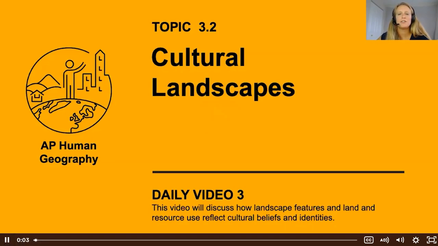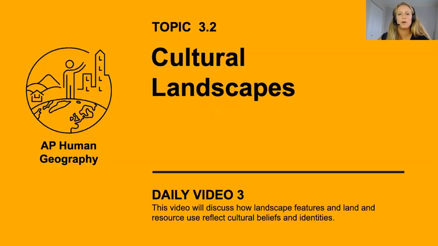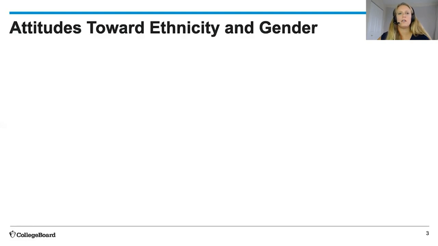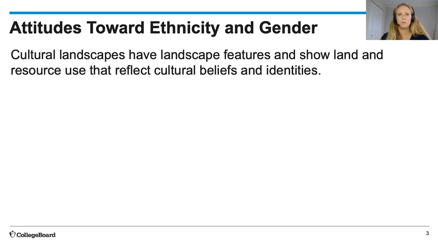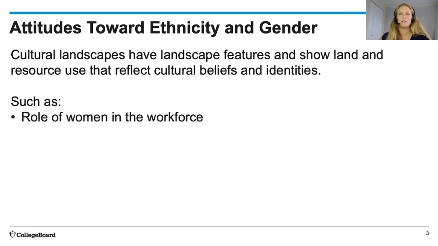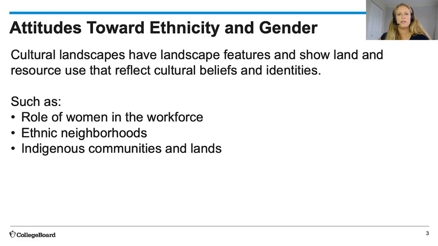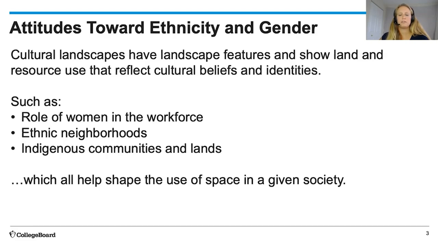Ms. Patel here to teach you more about topic 3.2, cultural landscapes. In this video, we're going to focus more on how we can use cultural landscapes to see attitudes about ethnicity and gender. Remind yourselves what cultural landscapes are, but we want to focus on the part that they can reflect how people feel about different cultural beliefs and identities. Things such as the role of women in the workplace, ethnic neighborhoods, and indigenous communities and lands, all that together helps shape use of space in a given society.